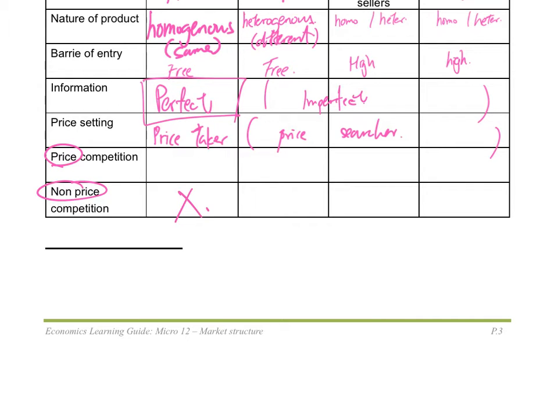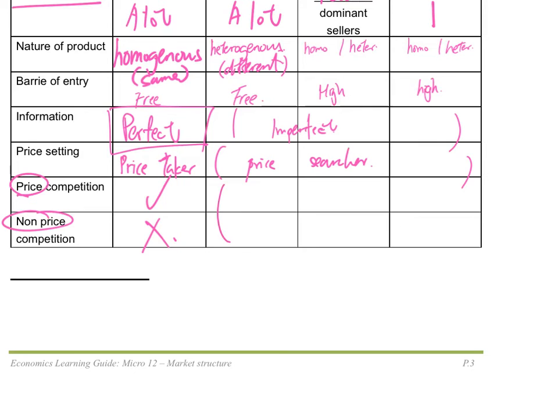The only thing they can do is try to decrease their price to compete with other sellers. So only price competition takes place there. But for the other three, they have both kinds of competition. Okay, and for the monopoly, you said that, okay, there is only one seller, but they have to compete with the substitutes. Okay, so they would do the same thing.